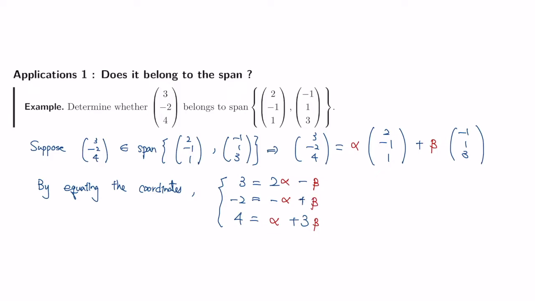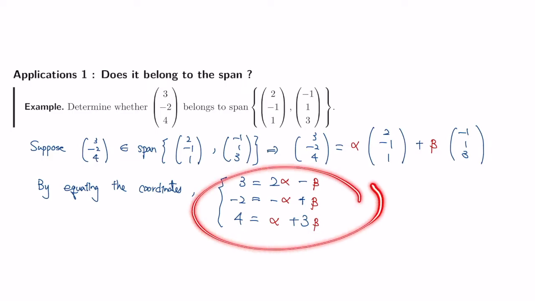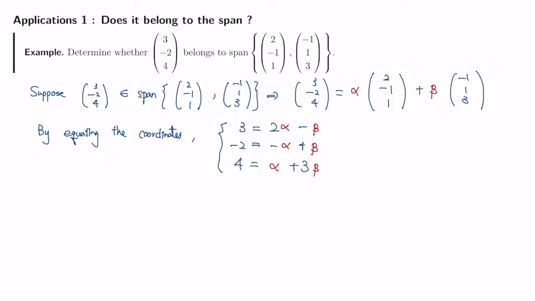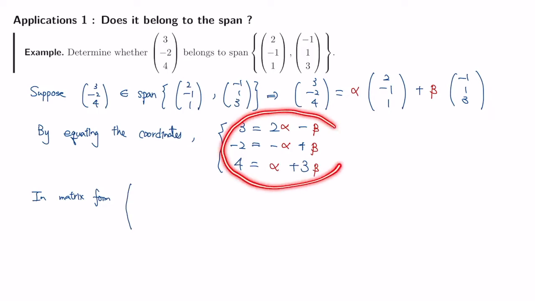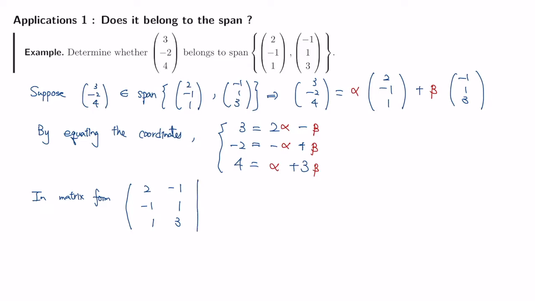But then you realize that in this case, we obtain a system of equations, so we can solve it by using Gaussian elimination. So in matrix form, the system of equations, we actually have to swap them. If I swap them correctly, then the equation is given by the matrix with rows (2, -1), (-1, 1), (1, 3), and the right-hand side (3, -2, 4). And now we conduct Gaussian elimination.